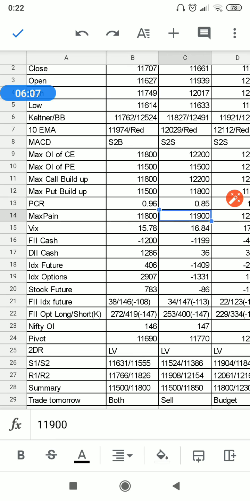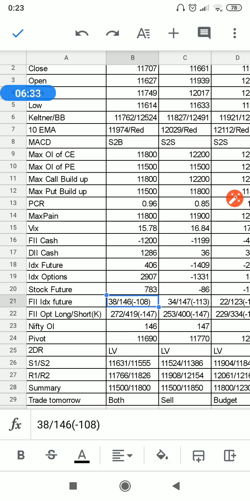Max pain has come down from 11,900 to 11,800, which is again negative. VIX has come down, which is good for the market. It has come down around 5 to 6%. VIX is decreasing, which means stability is coming into the market. Today FIIs have sold 1,200 crores and DIIs have bought 1,200 crore. In index futures they have bought 400 crore and in stock futures 783 crore.